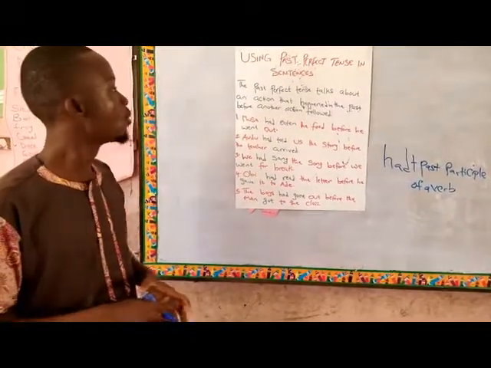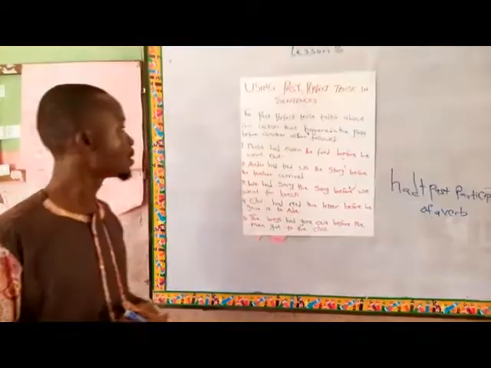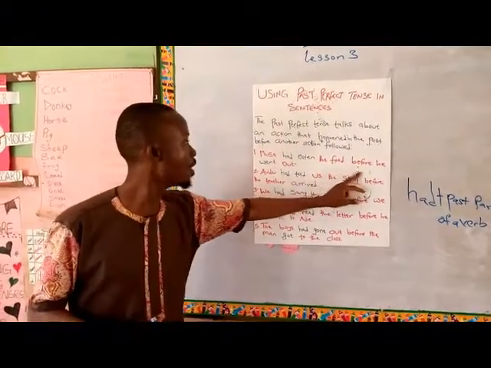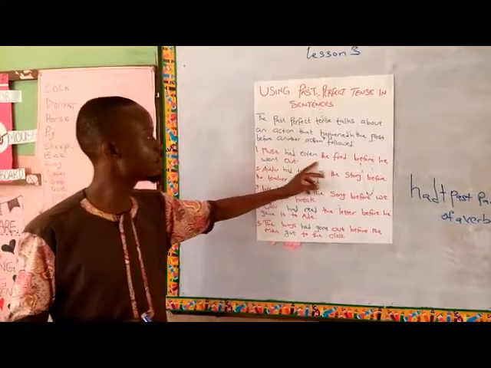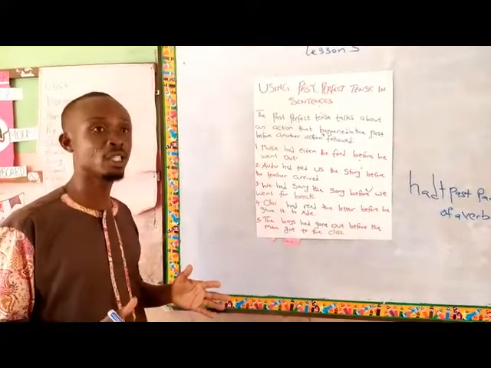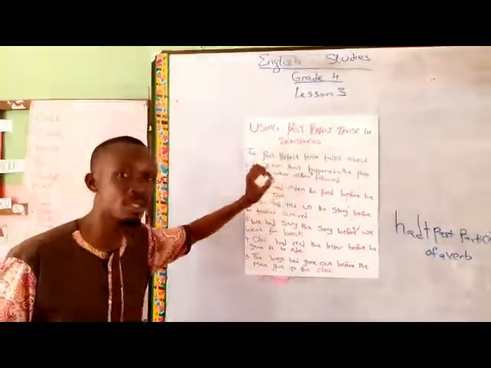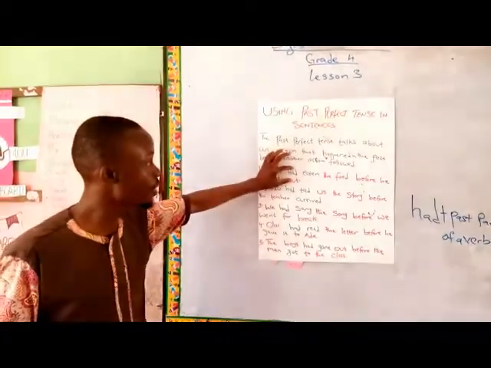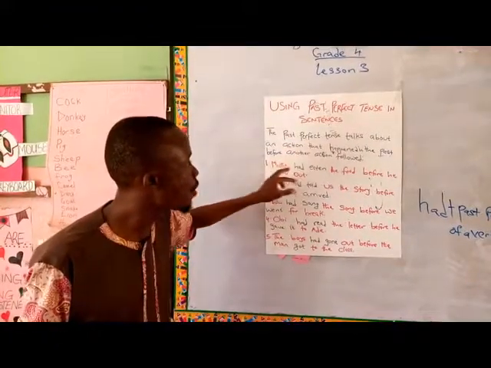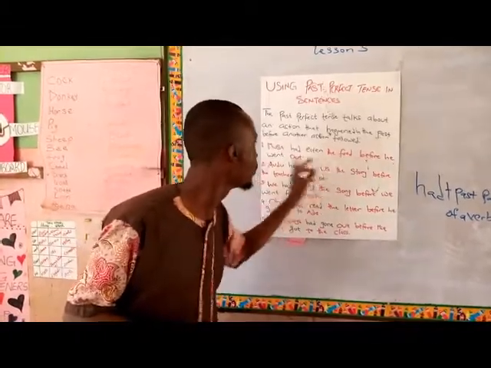So what we are going to do now, we are going to look at sentences with past perfect tense. Now look at the first one that I have here: Musa had eaten the food before he went out. If you look at this sentence, just as I have said, we have two actions in this sentence. One happened first before another one followed. You can see where the past perfect tense occurs: Musa had eaten the food, followed by another action, before he went out.